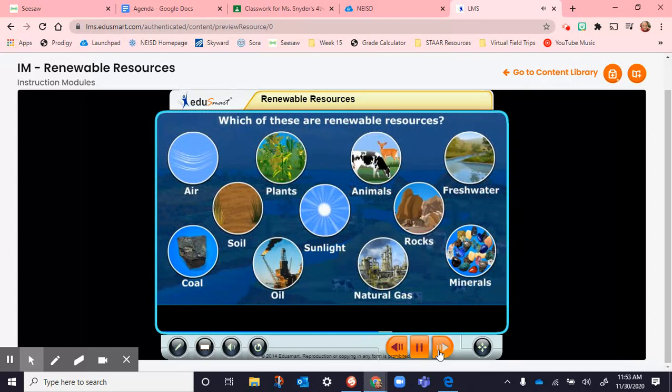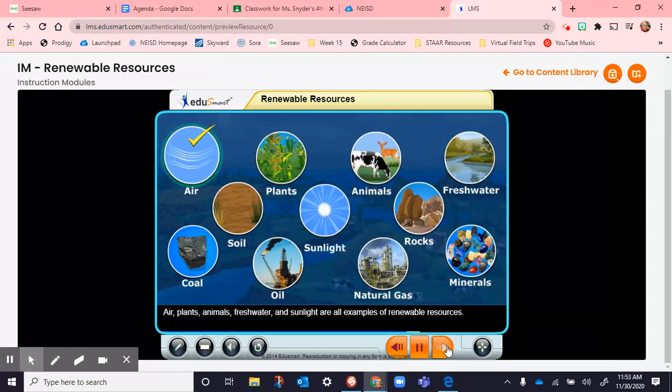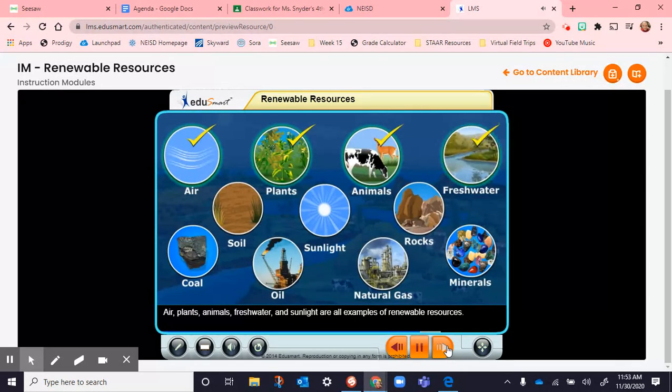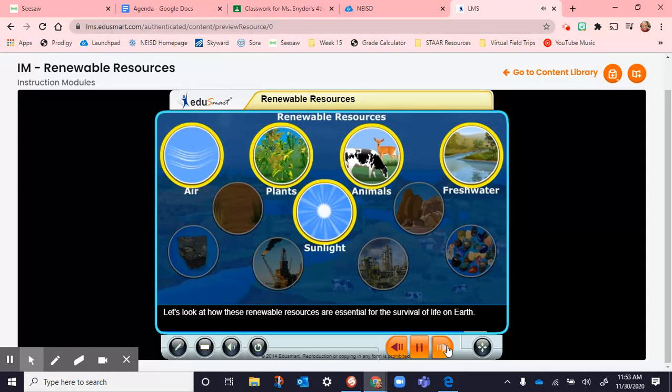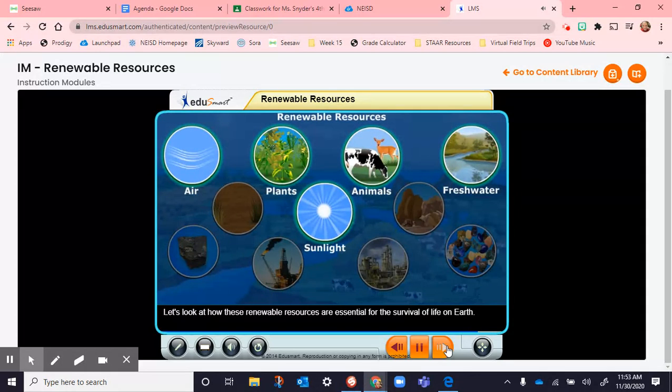Which of these are renewable resources? So here, all of these, let's see, air, soil, plants, sunlight, animals, fresh water, all of those things are renewable. Air, plants, animals, fresh water, and sunlight are all examples of renewable resources. Let's look at how these renewable resources are essential for the survival of life on Earth.